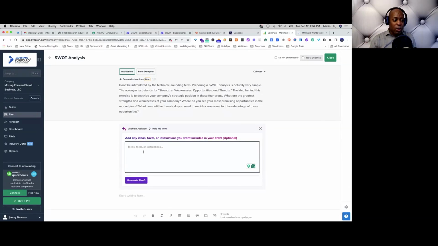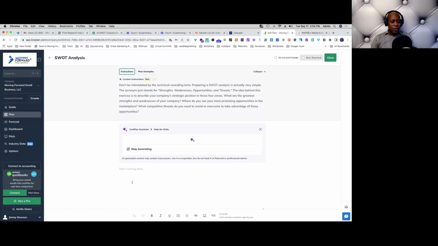I can drop them all in here and then generate. But since I don't have anything prepared, I'm going to say, I don't have anything offhand. Can you create it for me? Generate draft. Sit back and let's watch it do its thing.